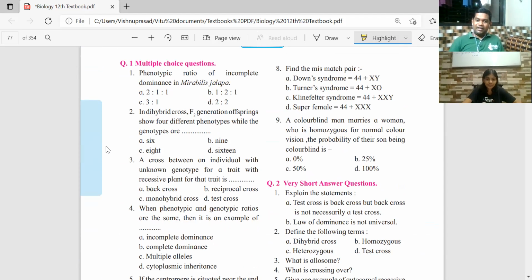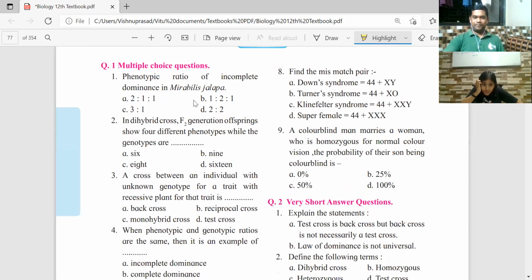Quickly answer the MCQ, multiple choice. First one: phenotypic ratio of incomplete dominance in Mirabilis jalapa. The answer is 1:2:1. Incomplete dominance, so B: red, pink, white. Correct.